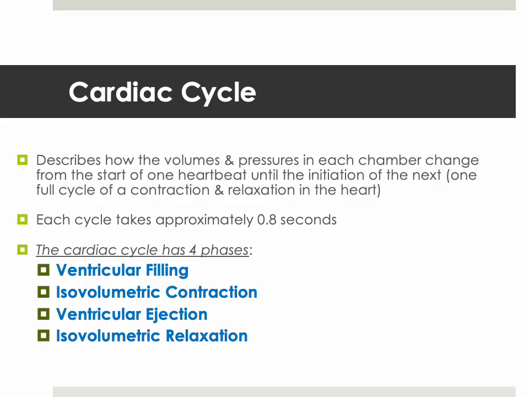So at this point, this is another good time to take a break, because the next pieces are going to be a little bit complicated, and you need to understand this, okay? Each cardiac cycle takes 0.8 seconds, and basically describes volumes and pressures of each chamber changing from contraction to relaxation, okay? So we have 4 phases: ventricular filling, isovolumetric contraction, ventricular ejection, and isovolumetric relaxation.